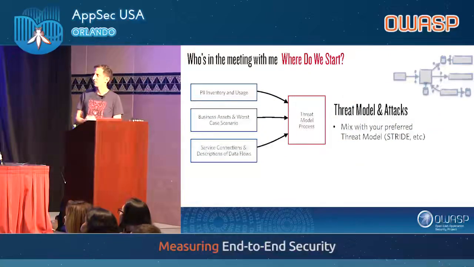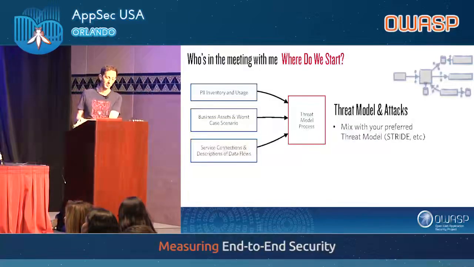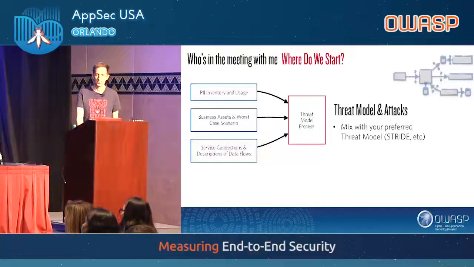So where do we start? We start with the PII inventory and usage. So this is all personally identifiable information. Our business case, our business assets and worst case scenarios for each of those assets, and our service connections. So the other microservices we talk to or that talk to us, and descriptions of what data is flowing between them. And we're going to feed that into our threat model.